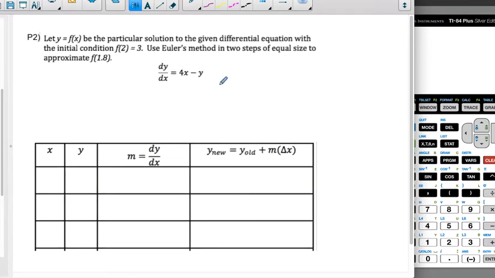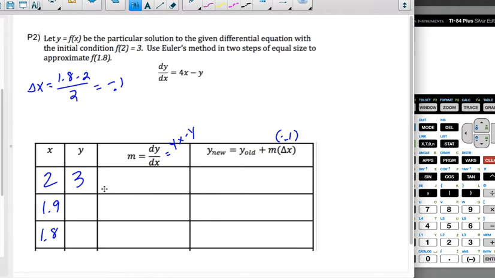All right, so let y equals f of x be the particular solution to this differential equation, right? We're given that f of 2 is 3, so that's going to be my starting point. We're asked to approximate f of 1.8 in 2 steps of equal size. So my change in x is going to be that final x minus the starting x divided by the 2 steps I was told to take. That's going to be a negative 0.1, right? So this is going to be a 1.9. This is going to be a 1.8, right? So my step size is a negative 0.1. And you can just plug that in there if you want, and my dy/dx is 4x minus y.